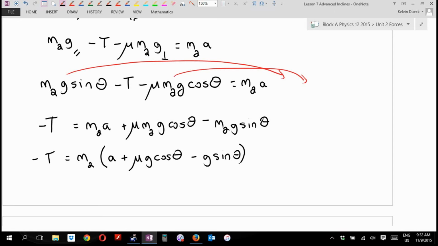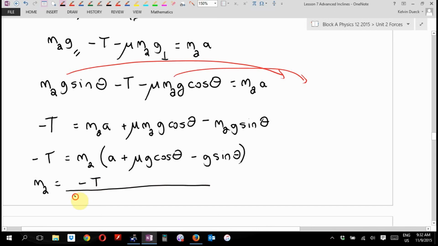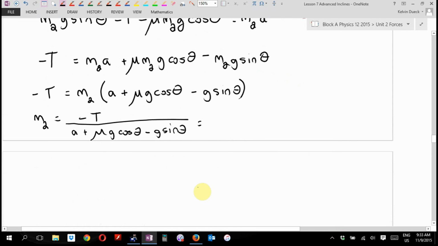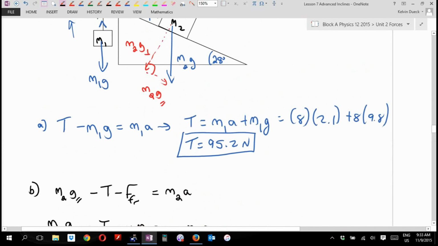Divide by the bracket. So I think mass 2 is going to be the negative tension, all divided by A plus mu g cos theta minus g sine theta. Let's plug in numbers. Oh, that's why we had to find tension earlier. 95.2, negative 95.2, divided by, please tell me they told me A, it was 2.1.